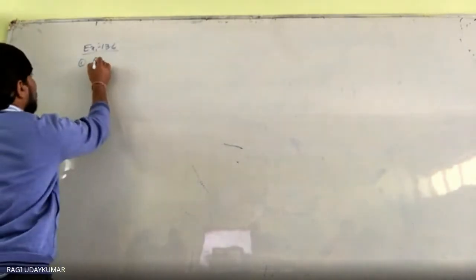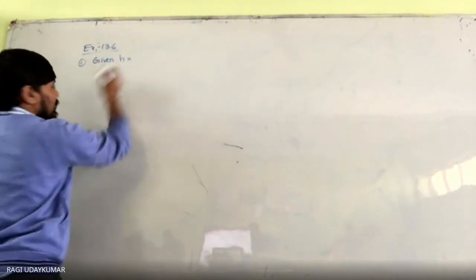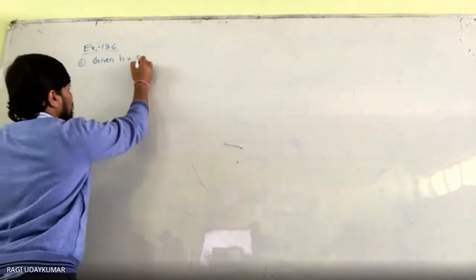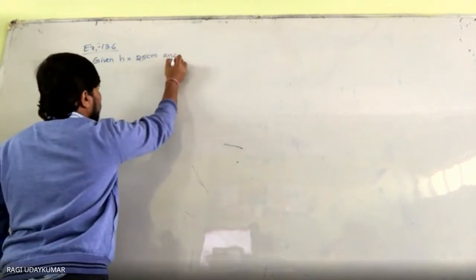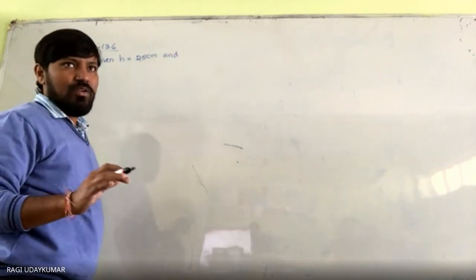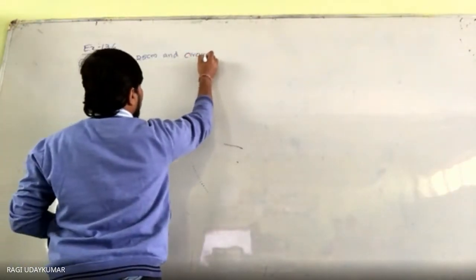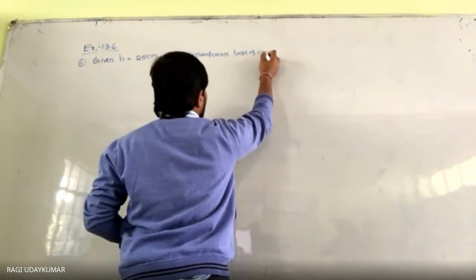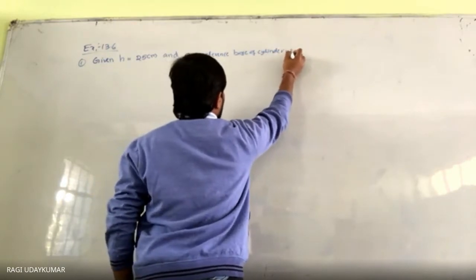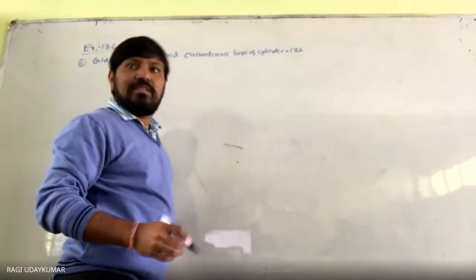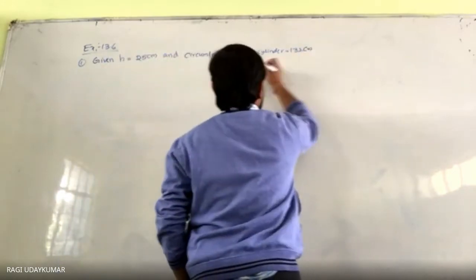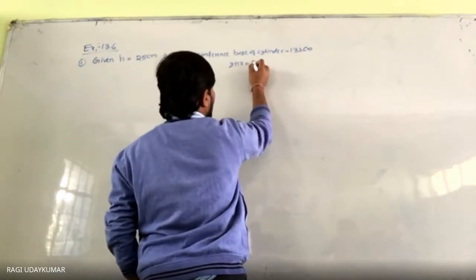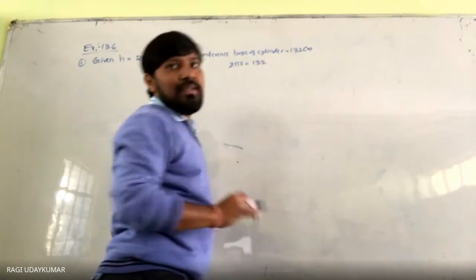So what is given here? Let us write. Given height h is equal to 25 centimeters, and circumference of the base of the cylinder is equal to 132 centimeters. The circumference of the base of the cylinder is 2 pi r. So 2 pi r is equal to 132 centimeters.